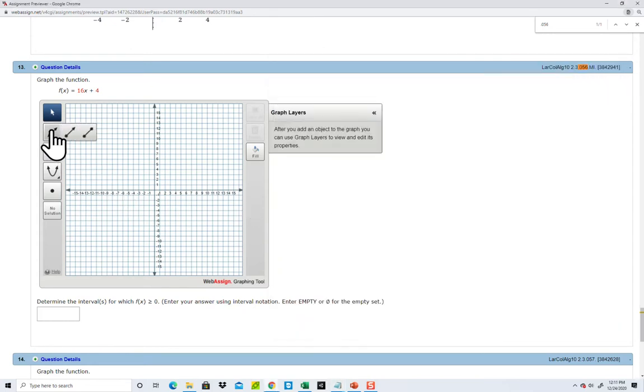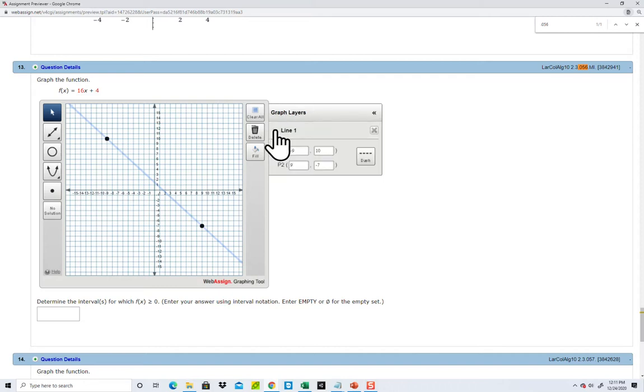Okay, so I want to choose my line tool here. Now, when you click it, it pops up like that. You have to click it to make sure it highlights blue. And then just click somewhere and then click somewhere else. Doesn't matter where. And over here on the right-hand side under Graph Layers, I'll expand line 1.